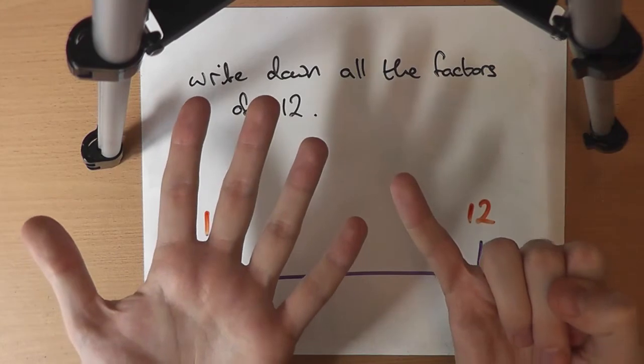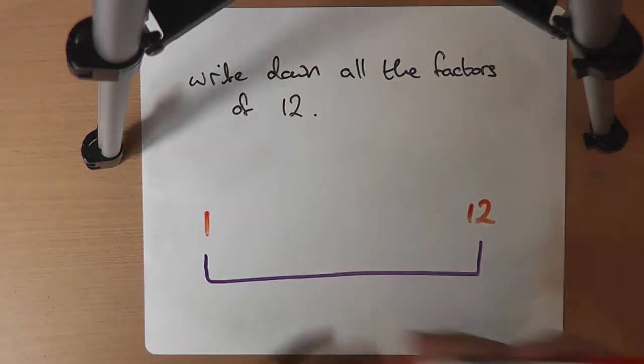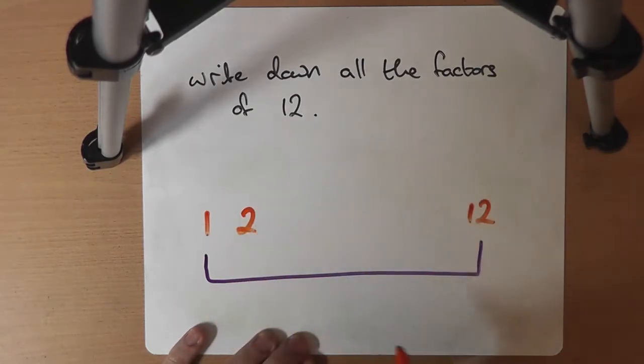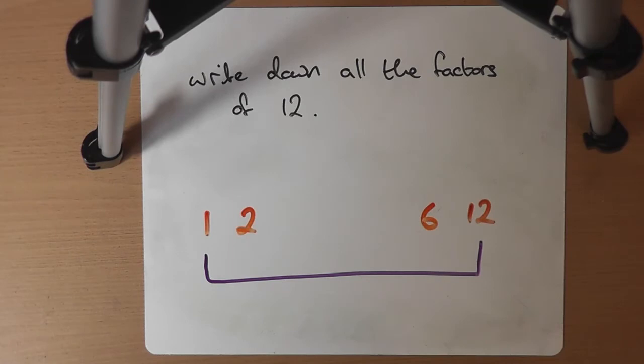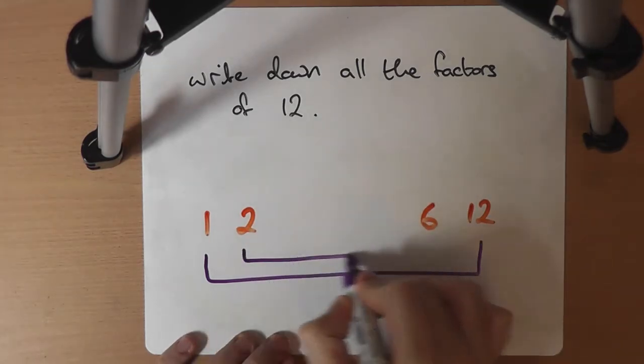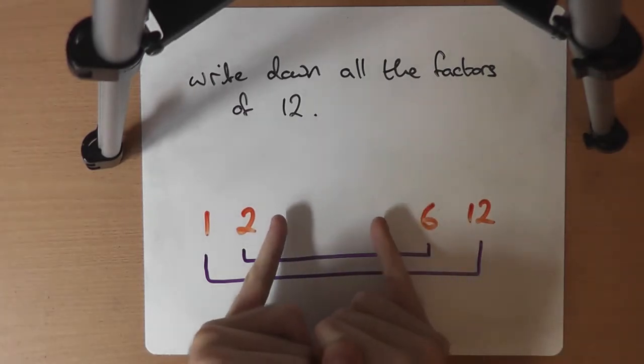And how many 2s make 12? 2, 4, 6, 8, 10, 12, 6. So 2 can go on the list as the next one up, but so can 6. Because they are a pair. But this is the clever bit, because now any other factors have to be between not 1 and 12 anymore, but 2 and 6. They have to fall in this bit.